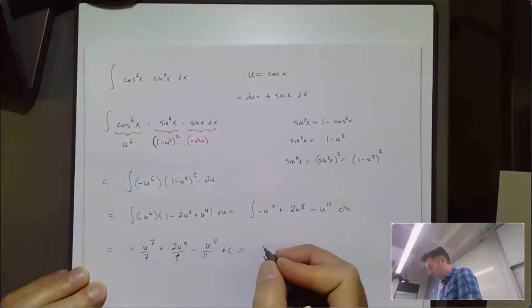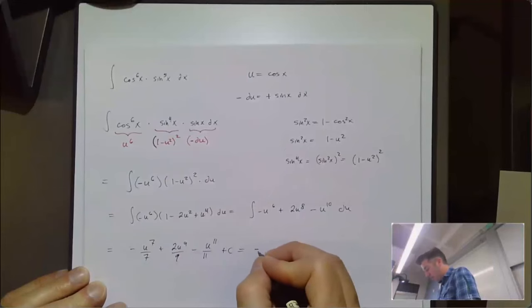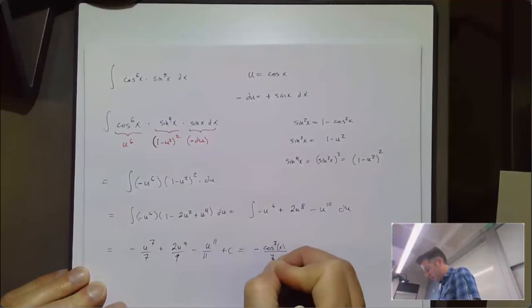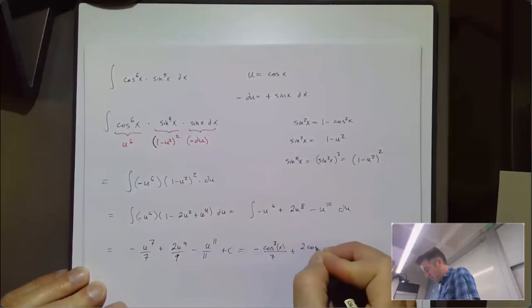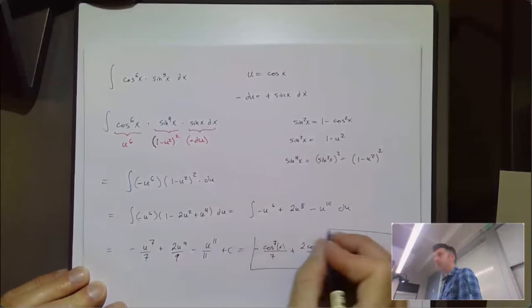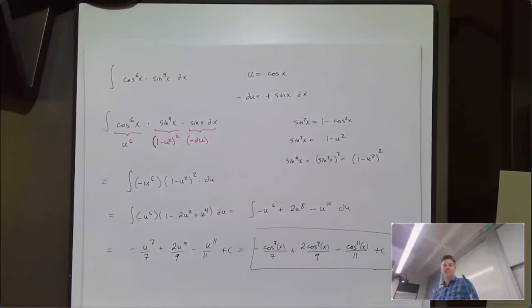And then we plug back in cosine. We get negative cosine to the 7th of x over 7 plus 2 times cosine to the 9th of x over 9 minus cosine to the 11th of x over 11. Oof. All right.